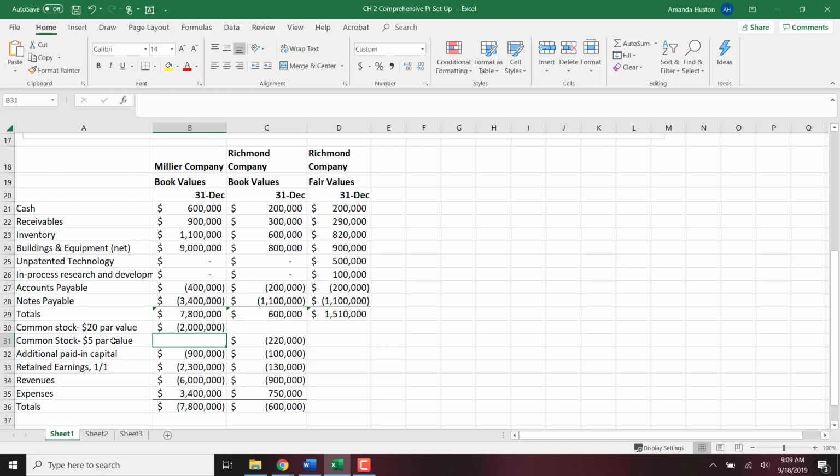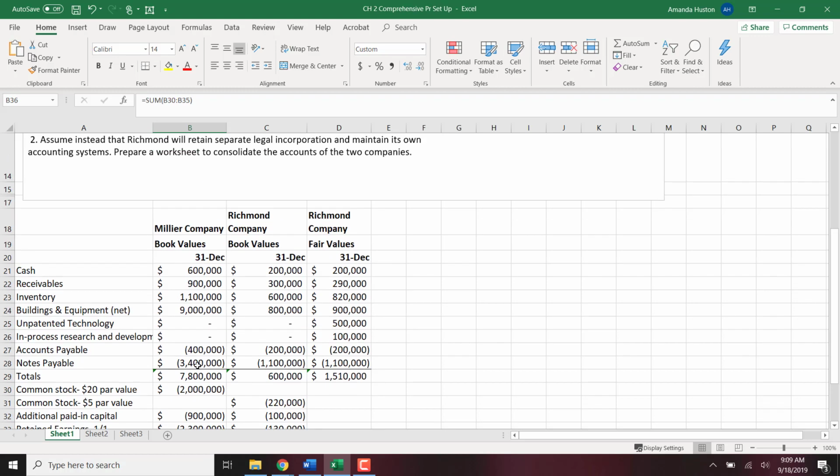They have common stock $20 par value. Richmond has common stock with a $5 par value. The additional paid in capital for Miller is $900,000. Retained earnings on 1/1 is $2,300,000. Revenues and expenses. Revenues are $6 million. Expenses are $3,400,000, and that totals $7,800,000.